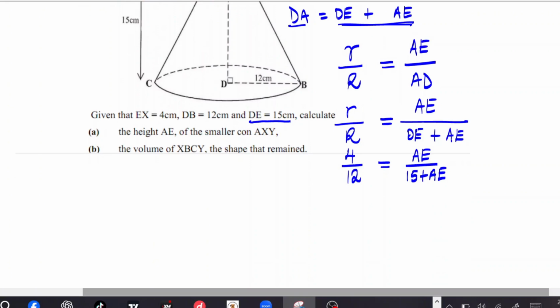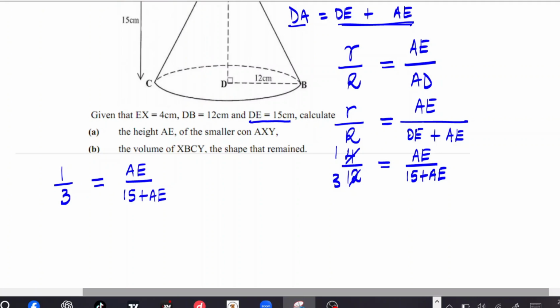So what are we doing? We are now going to reduce this in ratios. We can say 4 into 4, 1, 4 into 12, 3. So this one can reduce. Let me bring it here. It can be 1 over 3. Then this equal sign maintained. Then we have AE over 15 plus AE.